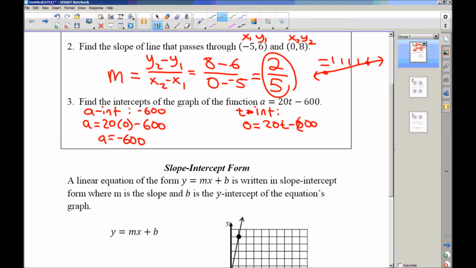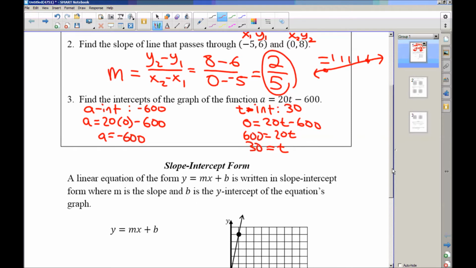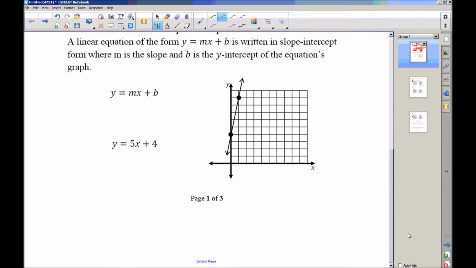We add 600 to both sides to get 600 equals 20t. And then divide by 20, this will give me 30. So my t-intercept is 30. And let's make that look a little more like 600 there. Okay. Notice I didn't say 0, 30 or 30, 0, because we're not really sure which way we're going to graph it. It depends on once we choose our axis, who will get the 0 and who gets the, for each one. All right.